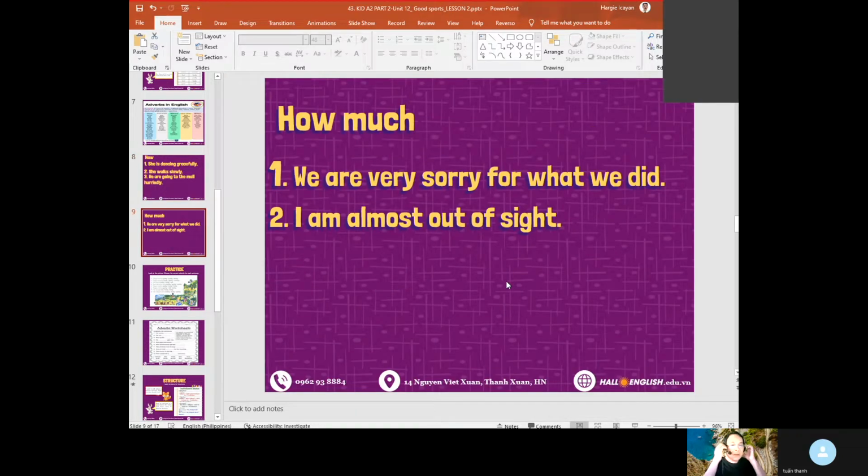Okay. Can you see this one, B? Can you read this one? Say, how much. Okay. And then read sentence number one. We are very sorry for what we did. Yes. Now, what do you think would be our adverb in here? Very. Yes. So the adverb is very, and what does it describe? It describes the word sorry.